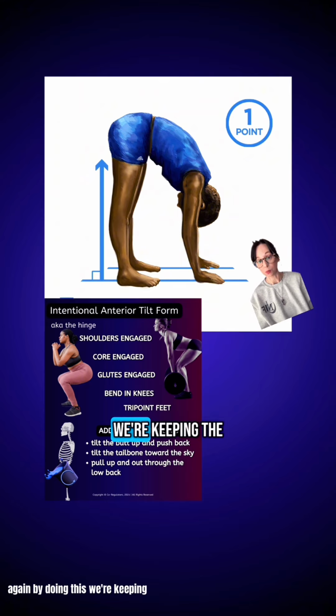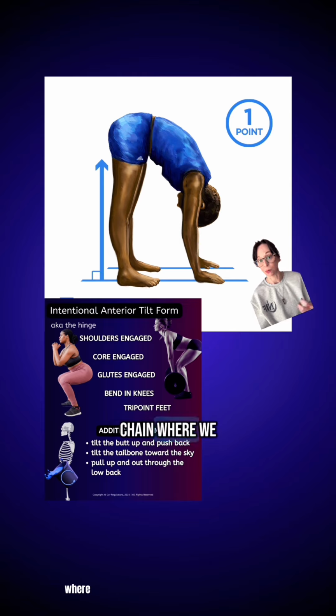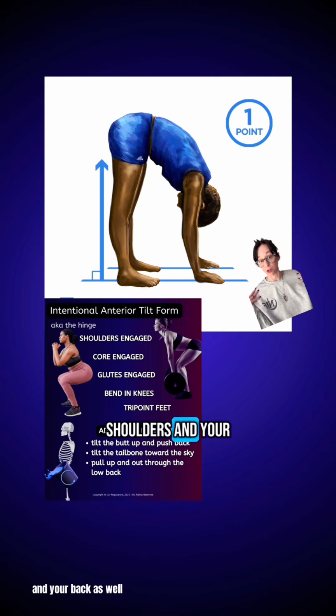Again, by doing this, we're keeping the weight shifted more toward the front of the body, whereas if we tilt the pelvis, we can start shifting our weight into the back of our body, into our posterior chain, where we are stronger and more stable. And just imagine if you're bending over like this way to pick up a basket of laundry as opposed to bending over like this to pick up a basket, which one's going to put more strain, do you think, on your neck, shoulders, and your back as well?